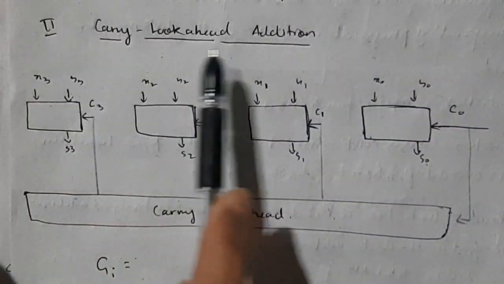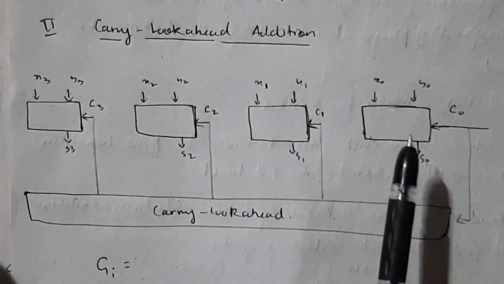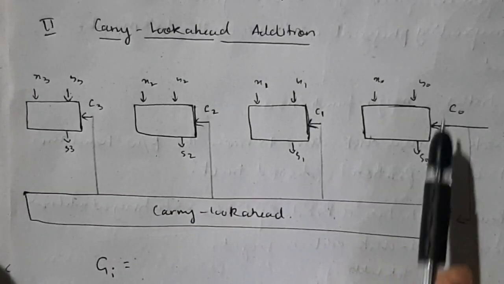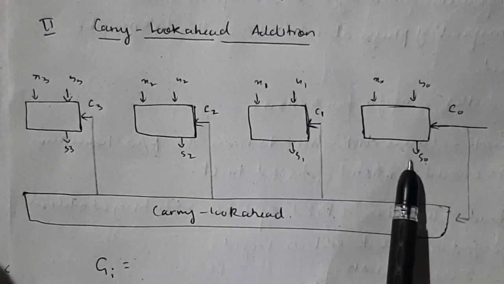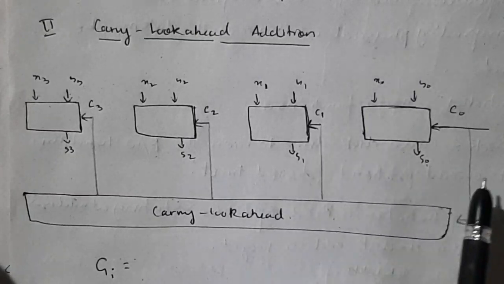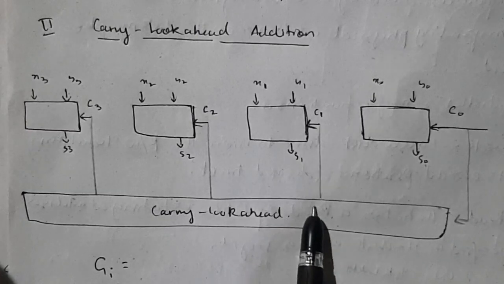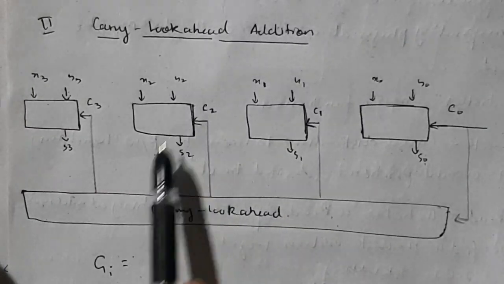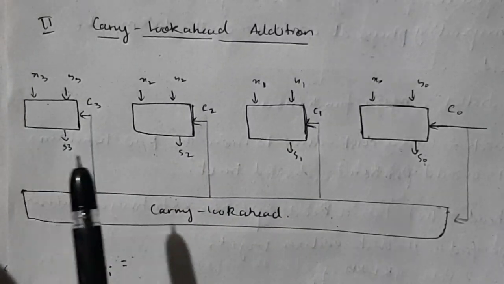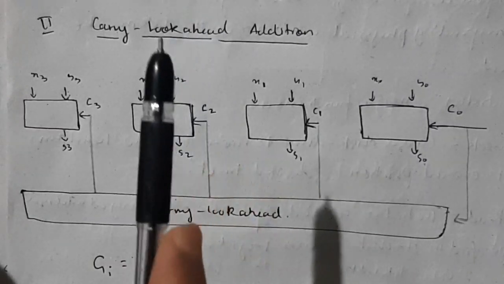Here you have carry look ahead addition. This is the same as the previous one: x, y, c, and s will be the output here. But the thing is, the c will be given from here also, and each c will come from here: c1, c2, c3 and all. That's the only difference between carry look ahead and the previous one.